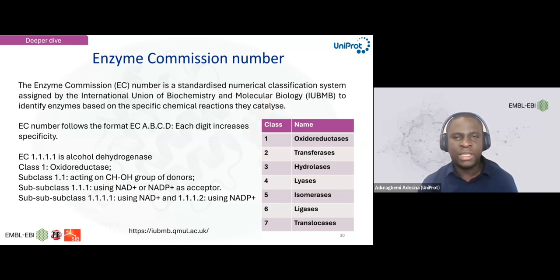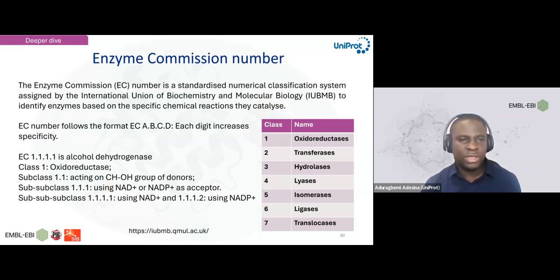So it doesn't matter how the structure or the similarity in their amino acid. The most important is the reaction that they catalyze. So the EC number follows the format A.B.C.D, with each digit increasing the specificity. So for example now, EC 1.1.1 is alcohol dehydrogenase.